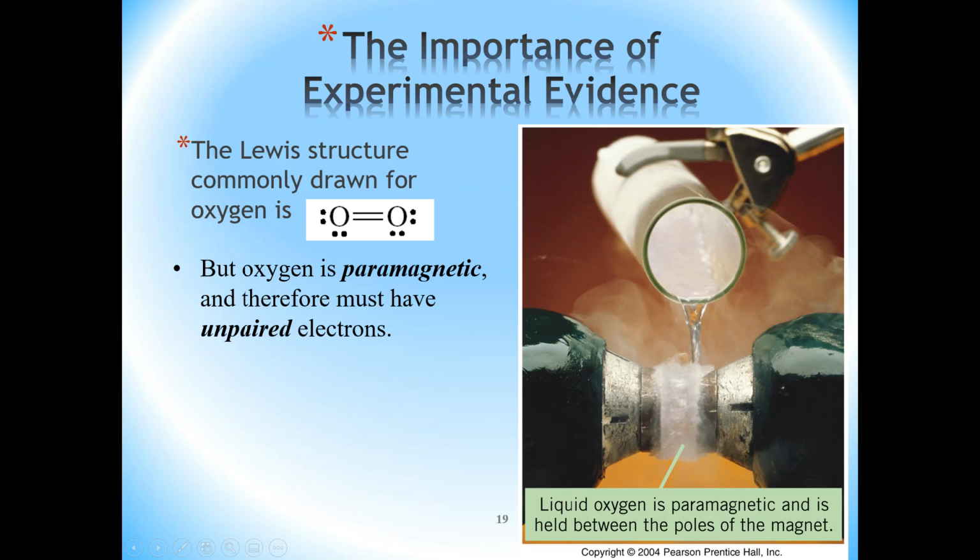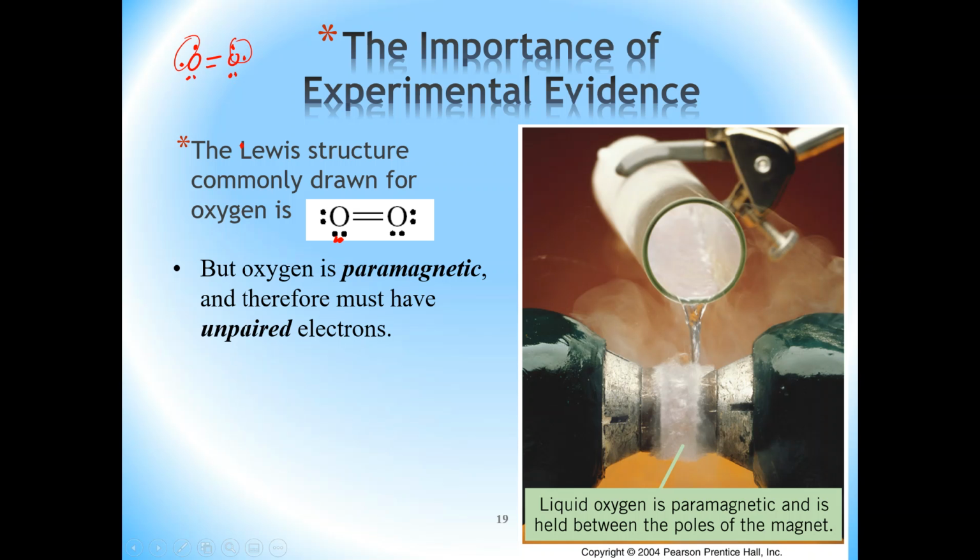So more than likely, if you were to draw the Lewis structure based on this experimental evidence, it would look something like this. Let me see if I can put it up here. So the Lewis symbol will look something like this. O, double bond, O, and then you're going to have that would be a more accurate representation, because now we see that these electrons on the oxygens here are unpaired.